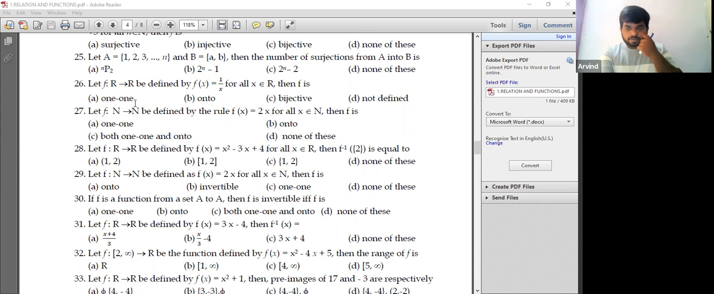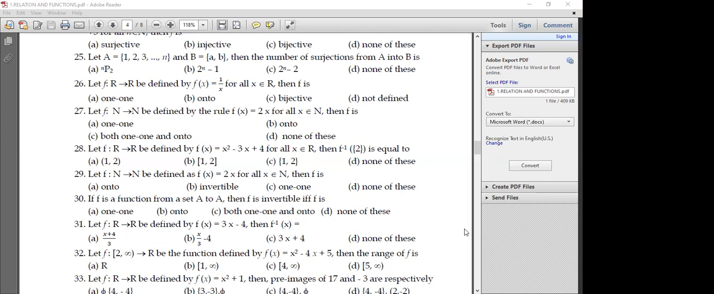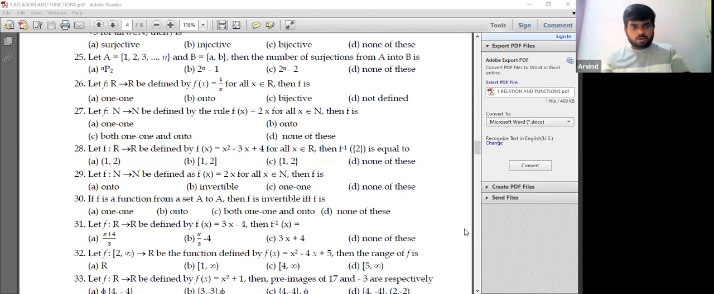Okay, let's start with the 26th. We had already done it, so we'll recapitulate it again. f is a function from R to R, defined by f of x equals 1 by x for all x belongs to R. Then f is one-one, onto, bijective, or not defined. Which is the correct option? We had discussed this yesterday itself. Not defined. Because at x equal to 0, you cannot find 1 by 0. It is an indeterminate form. Therefore, it is not defined.